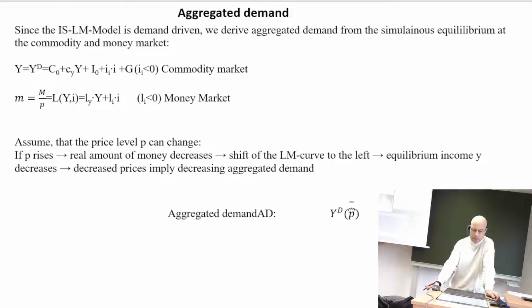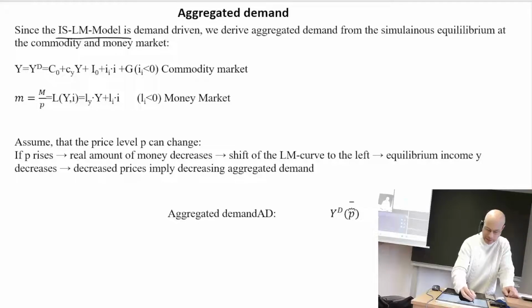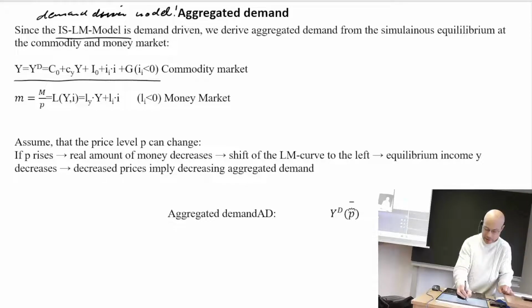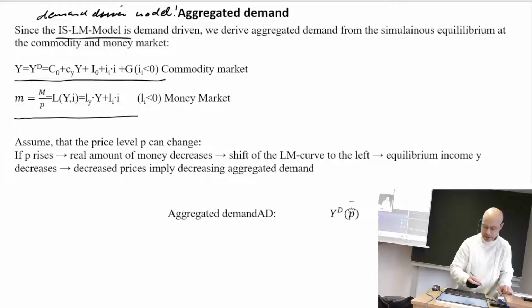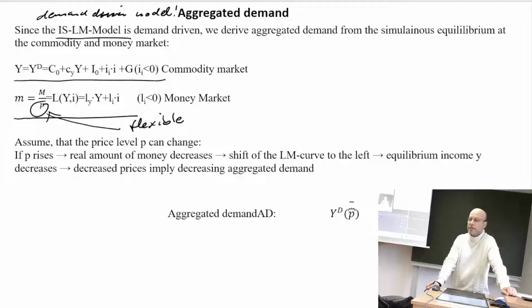And the next step, we want to derive the overall demand curve. And this overall demand curve we will derive from the ISLM model. Remember, this is our demand-driven model. And what we now do is just that we put our commodity market, the IS curve, together with our LM curve from the money market, but now this P will be flexible. This P can adjust.